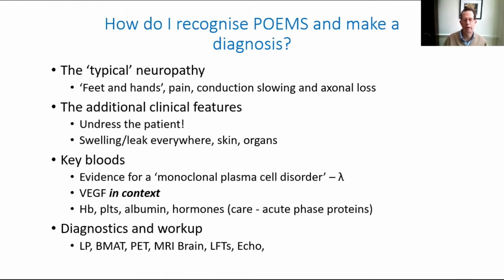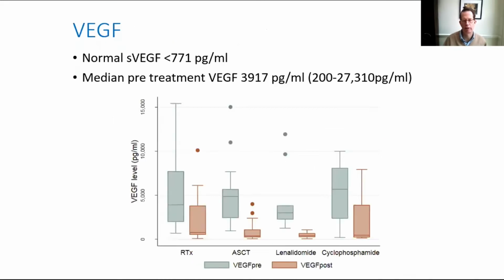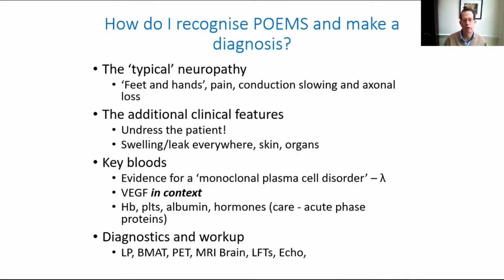Of the key bloods, the monoclonal plasma cell disorder, which is always lambda light chain, is important, and the VEGF needs to be looked at in that context only. But when you do have that context, the VEGF is nearly always raised and diagnostic. It goes down with treatment with any condition, radiotherapy, stem cell transplantation, or lenalidomide and cyclophosphamide, back into the normal range. The diagnostic workup might also include lumbar puncture, bone marrow, PET, an MRI of the brain looking for asymptomatic pachymeningitis, lung function tests, and an echo.